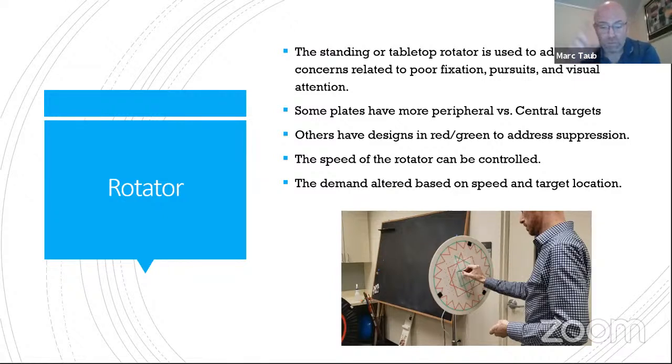This is a standing rotator, but there are tabletop rotators. So now you're coming in from the top versus coming in straight ahead. The speed of the rotator can be controlled. So one of the things that patients have trouble with very early on is they might be able to do the central targets really well because they don't rotate very much, but the peripheral targets might be more challenging.